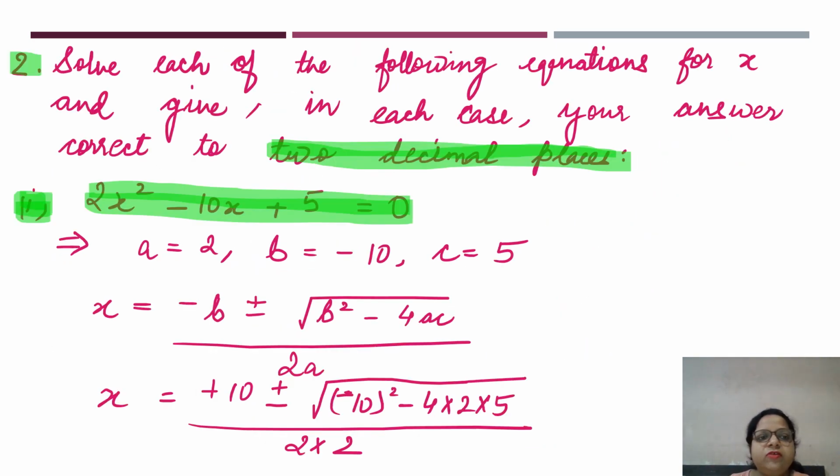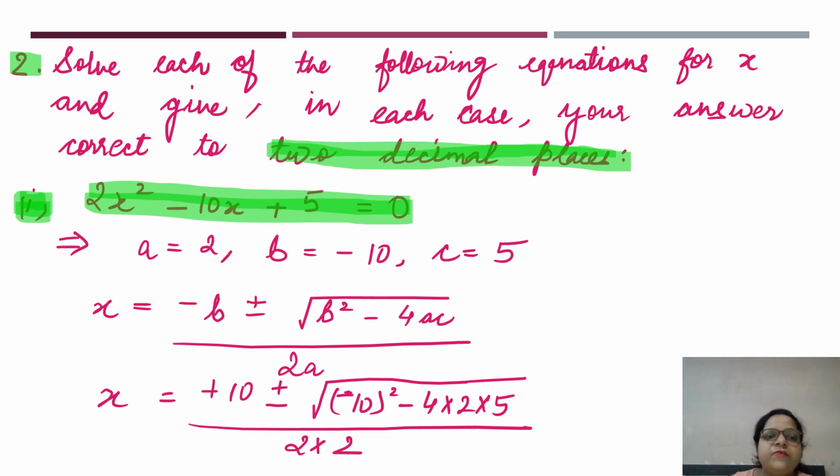Okay, children. Now coming to the second question, children, solve each of the following equations for x and give in each case your answer correct to two decimal places. Okay, children, now we have to give the answer correct to two decimal places. Earlier it was one decimal place.